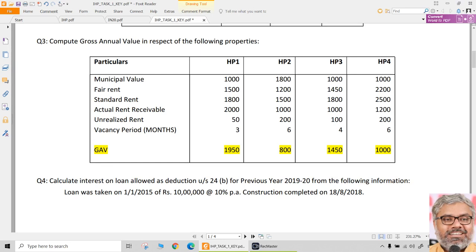Then coming to question number 3. Once again, same logic, but here there is one more added: unrealized rent also is there. So be careful in calculations. Observe carefully. House property 1. First, let us take that.